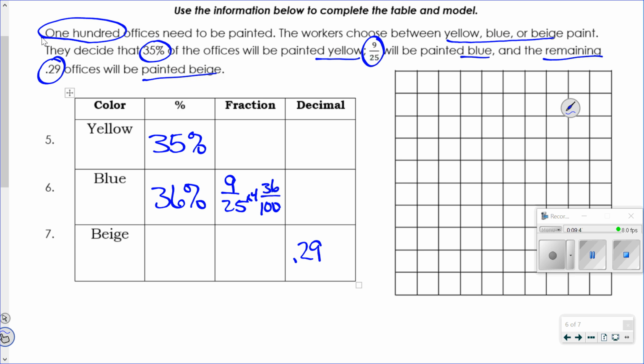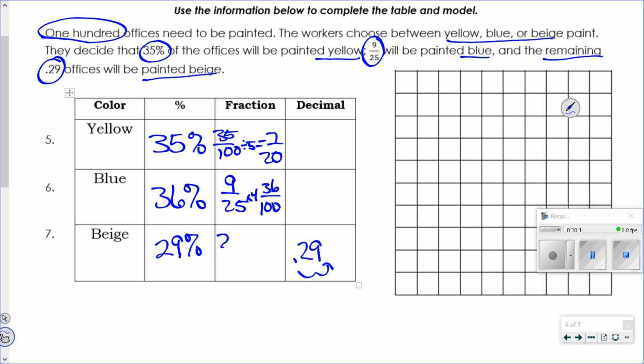Decimal over percent. Super easy, right? What do I do? I just move it twice. So that means that one is 29%. Now that I have the percent, the rest of it should be super easy because percent is out of 100. So this one becomes 35 out of 100. Please don't forget to simplify. I hate taking those half points off, but I will continue to do it until you learn.